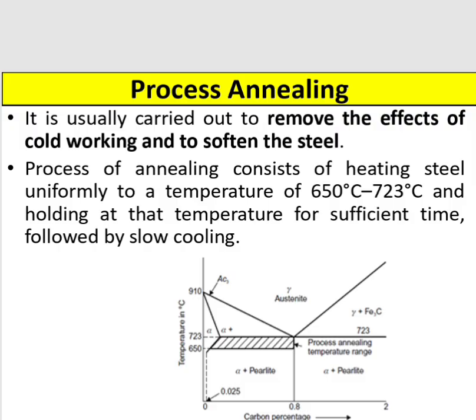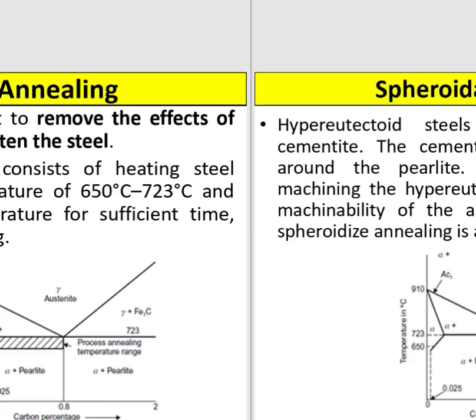The next type of annealing is process annealing. Process annealing is mainly carried out to remove the effects of cold working and soften the material. This is also shown in the graphical representation of the percentage of carbon and temperature. Initially we heat the metal to below the recrystallization temperature, 723 degrees Celsius, then hold for some time, then allow it to cool very slowly.